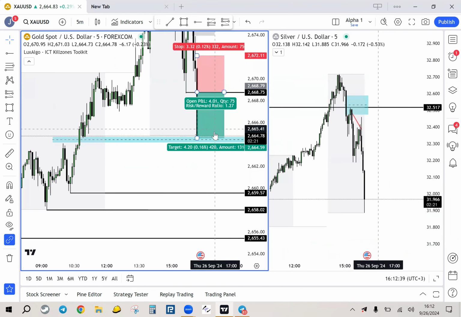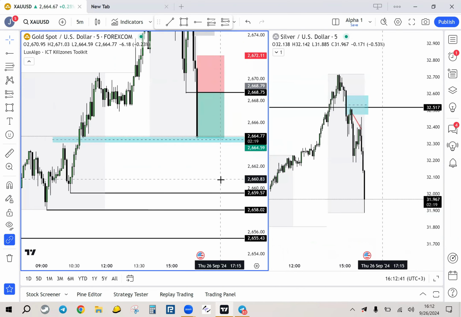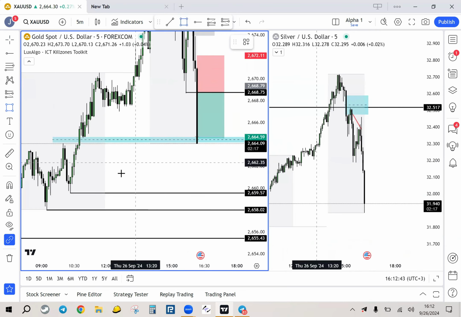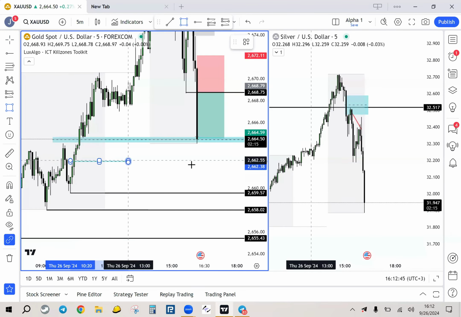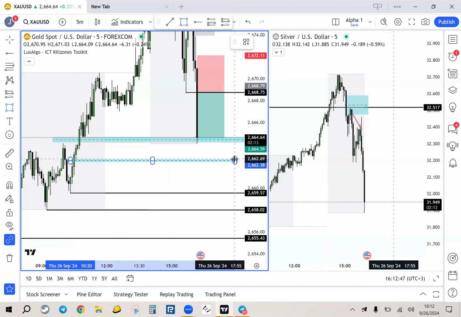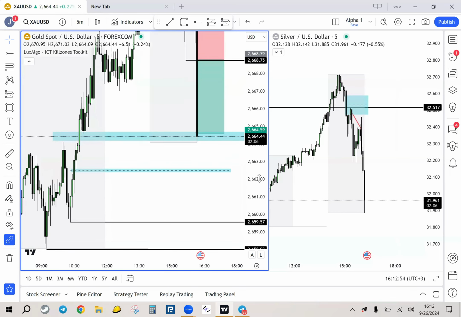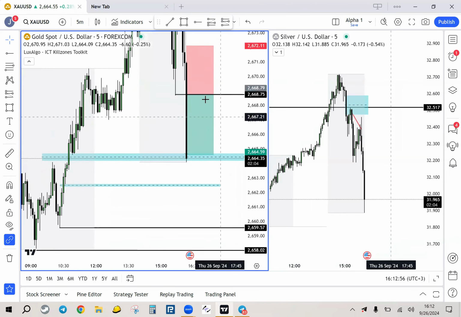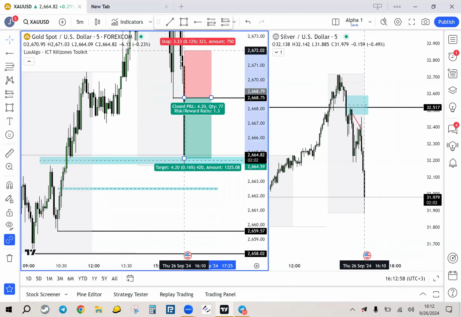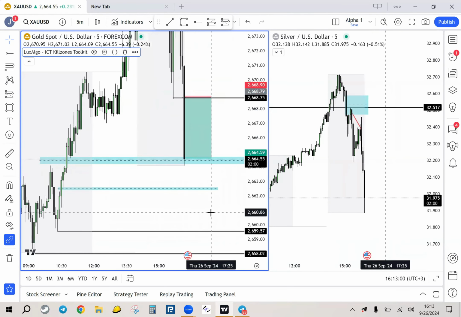Okay, so more than 1R at this point. Now I see another imbalance left open here on the 5-minute. Let's see what it's going to do next, if it's going to get there. Okay, so let's bring the stop loss to break even now.